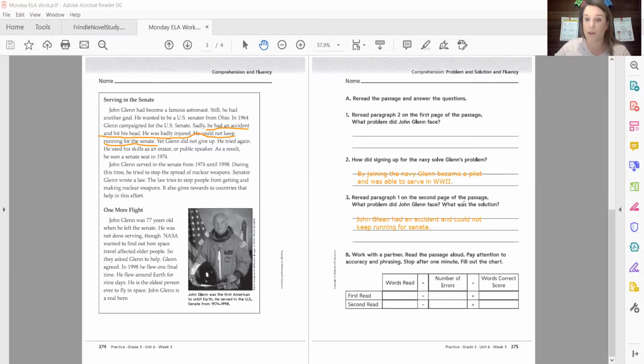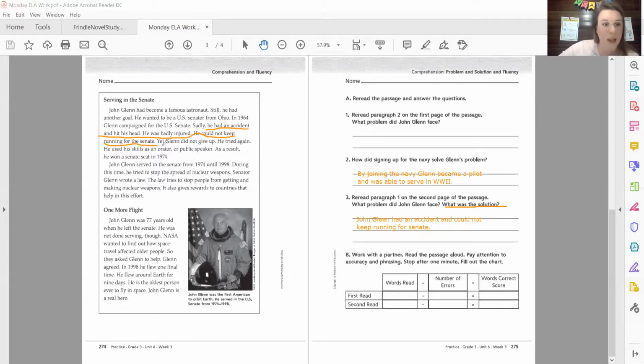So my next thing was, though, what was the solution? Remember, I have to answer both questions. This can sometimes be tricky. Make sure you don't just answer one, you do both. Because on your test, if it tells you to support your answer with details, or it asks you to answer both questions, you need to make sure you do both to get full credit. All right, so what was the solution?